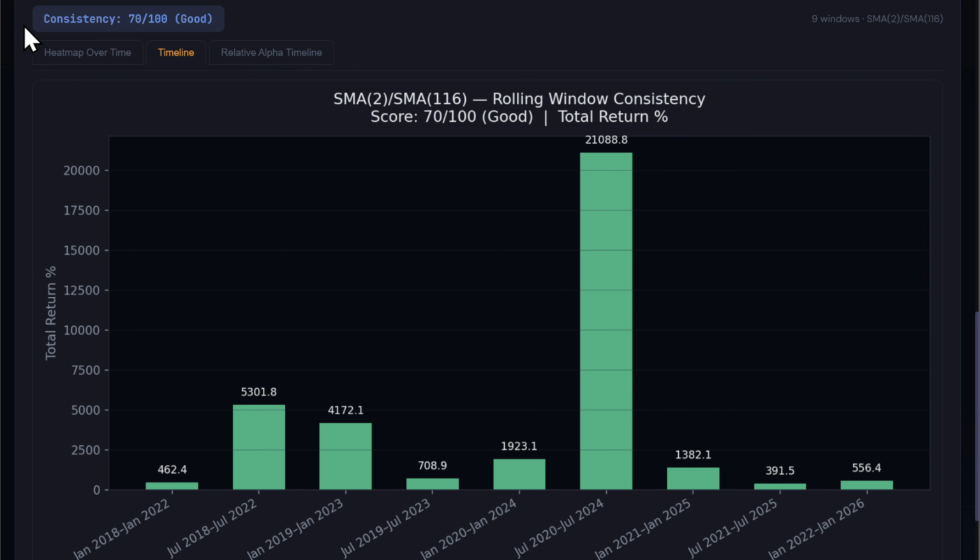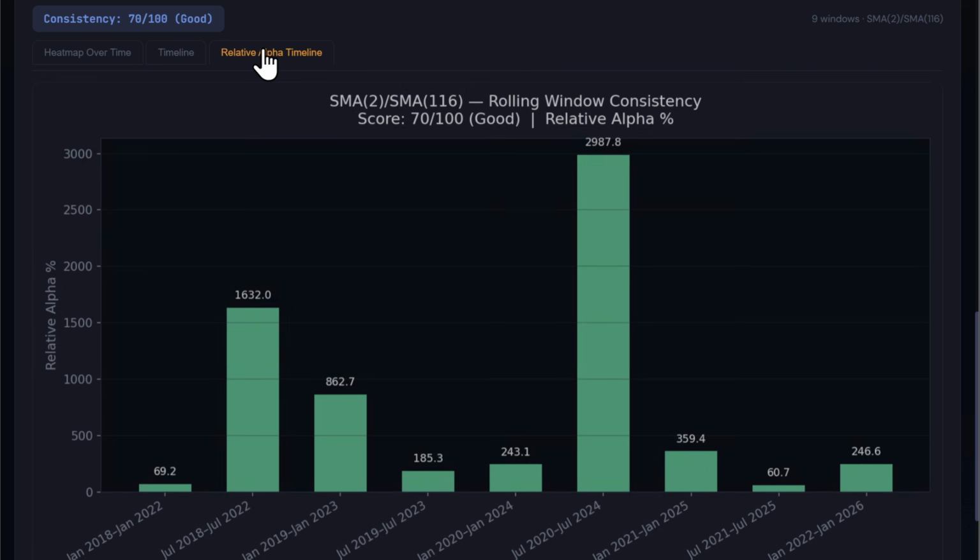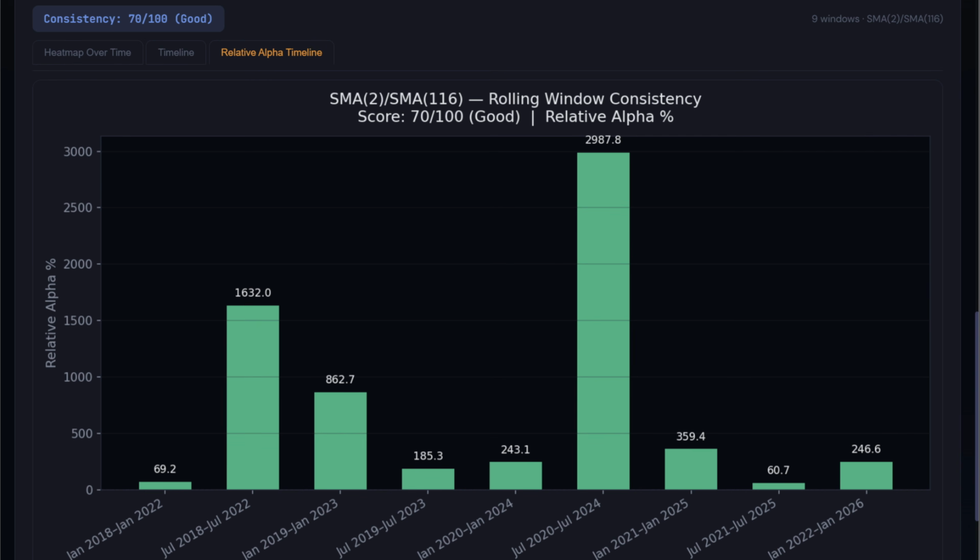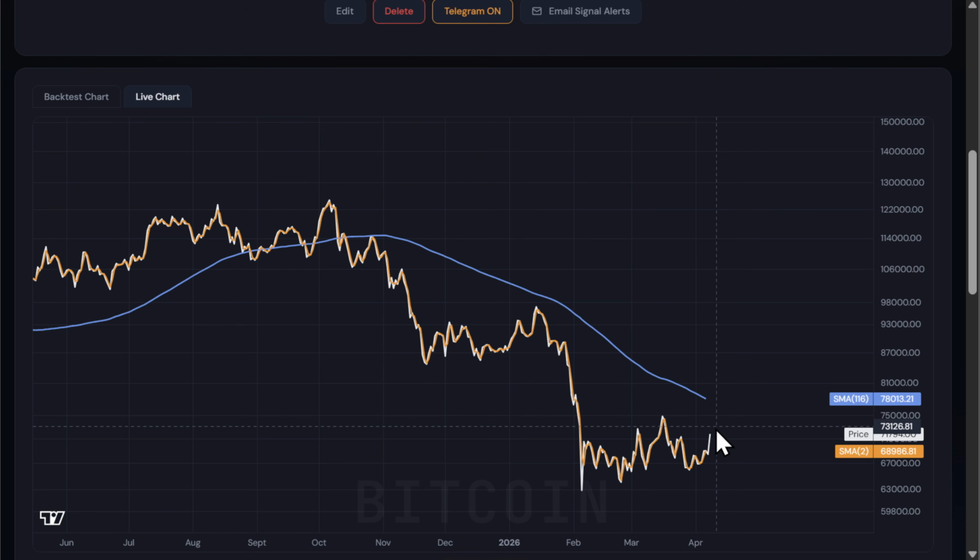There's also now a consistency score in the backtester. So this strategy has a 70 out of 100. And what we see here at the bottom, that's again 4-year windows. How was the absolute return? Here we've got the relative alpha again for every 4-year period, trading Bitcoin according to the 2-day plus 116-day simple moving average outperformed just buying and holding. And it outperformed to different degrees. In the last 4-year time window, it was by 246%. Again, right now we are still bearish despite the recent price increase.